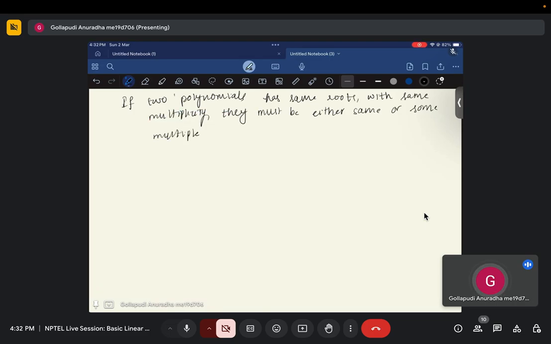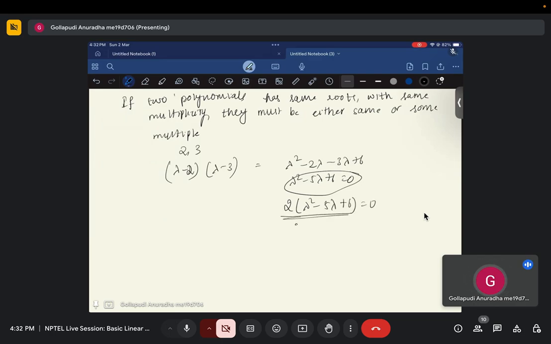So for example, if the roots are 2 and 3, you can get an equation like lambda square minus 2 lambda minus 3 lambda plus 6, which equals lambda square minus 5 lambda plus 6 equals 0. You can also have multiples of this polynomial, like 2 lambda square minus 10 lambda plus 12 equals 0, basically multiples.